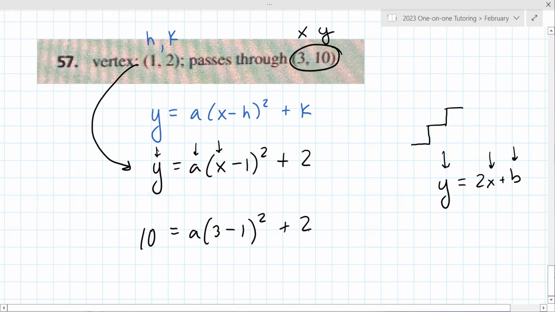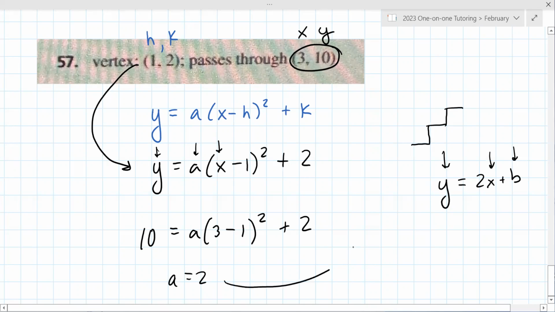And then that's how you solve for a. Yes. So I'd like you to try solving this for a just to see where you're at on your comfort level on this. Okay. 10 equals a times 4 plus 2. So 8 equals 4a. So then a equals 2. So then would the full equation be y equals 2 times x minus 1 squared plus 2?